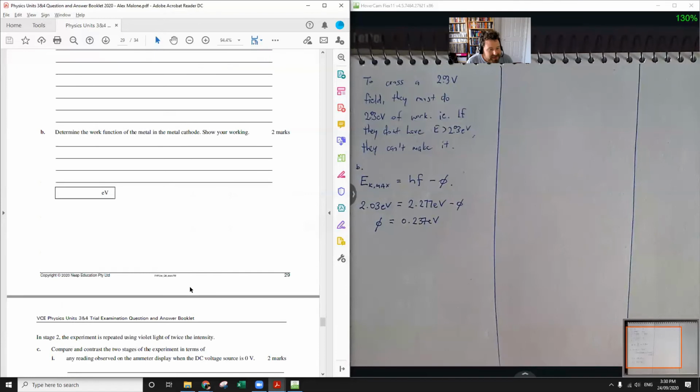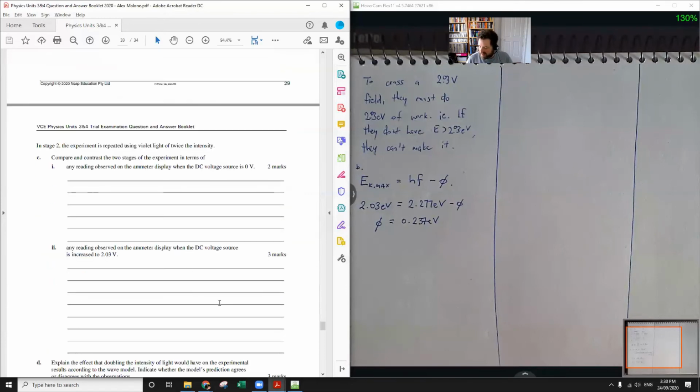Anyway, all right. Okay, now we're going to stage 3. Stage 2. In stage 2, the experiment is repeated using violet light of twice the intensity. So both violet, so it's higher frequency, and also more intensity, so more photons. Compare and contrast the 2 stages of the experiment in terms of any reading observed on the ammeter display when the DC voltage is 0 volts.